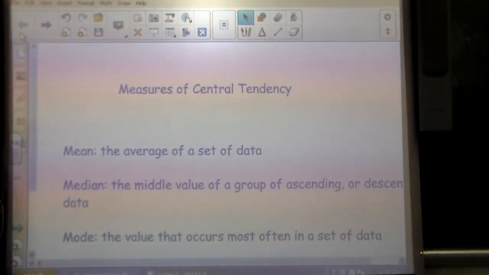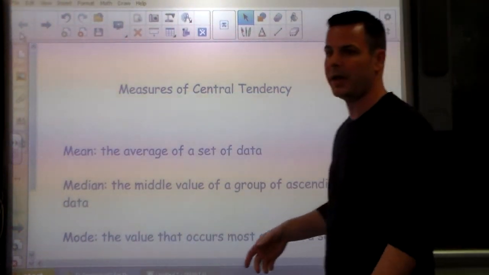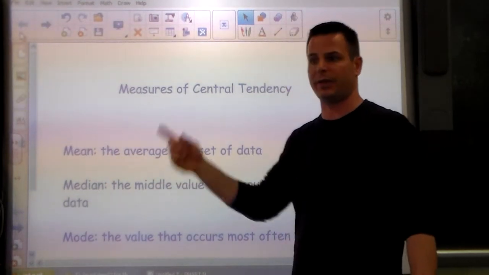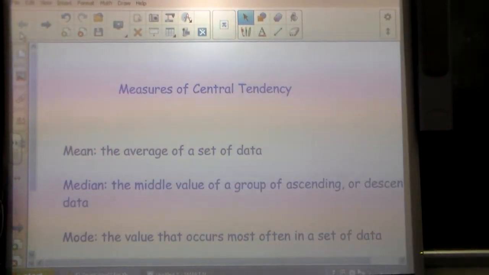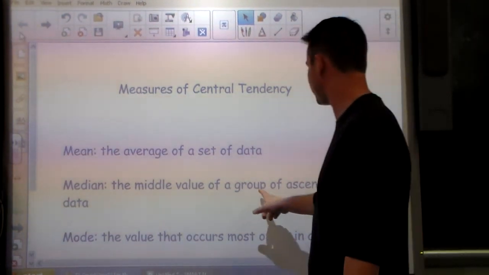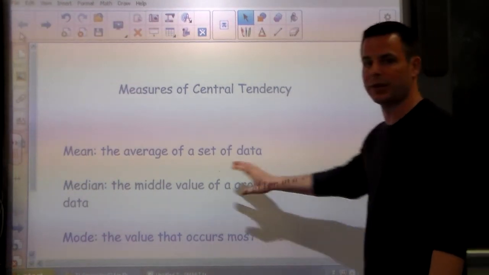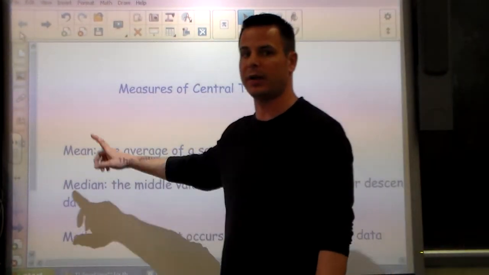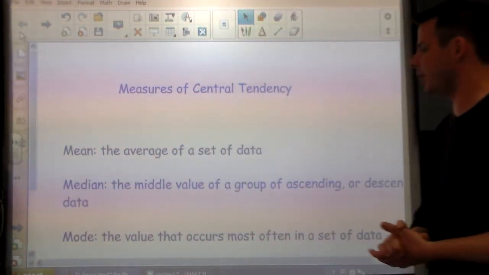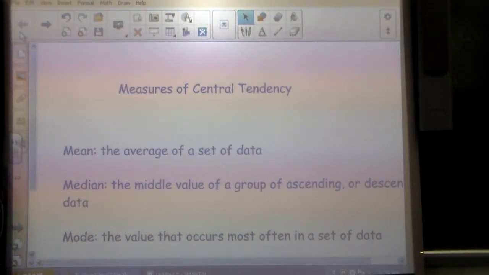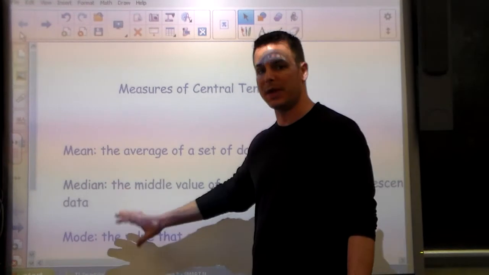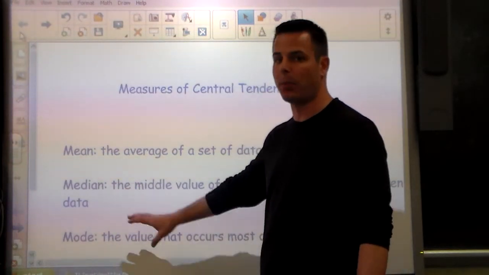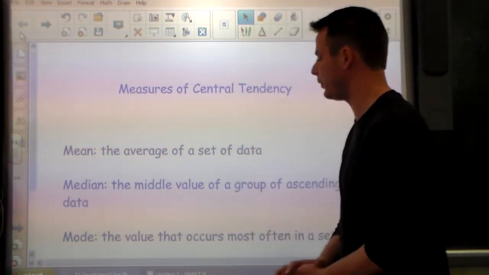The mean is simply the average of a set of data, and that's found by adding together all the scores and dividing by the number of scores that occur. The median is the middle of a group of ascending or descending values. Notice, ascending or descending, so the list must be ordered to find the median, and that's the middle value. The mode is what occurs most often. So a set can be non-modal or bimodal. Yes, it can have two modes.